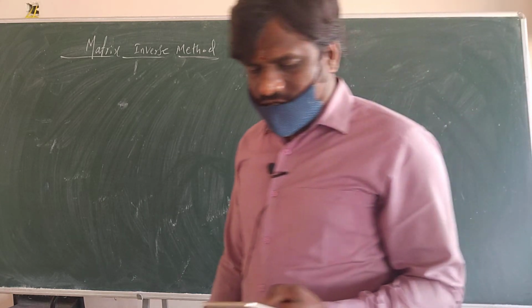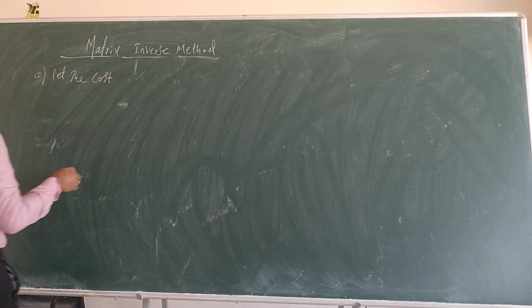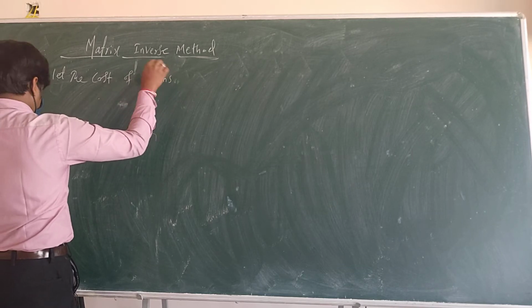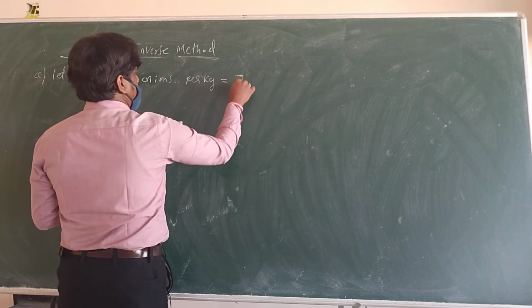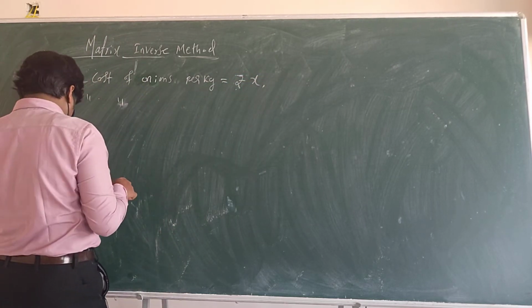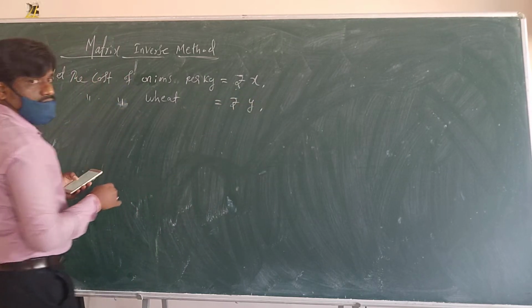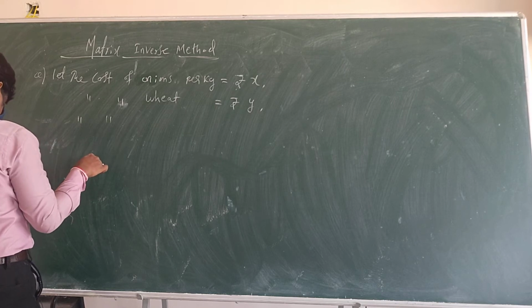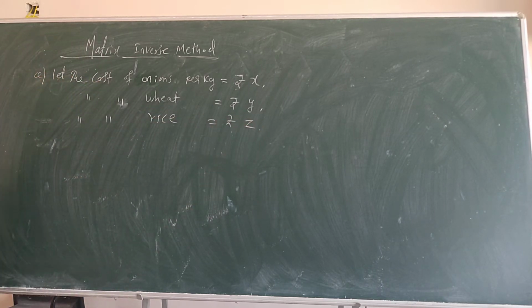So now we will write: let the cost of onion per kg be x rupees. The cost of wheat is y rupees. And the cost of rice is z rupees. So the cost of onion, wheat and rice is given.